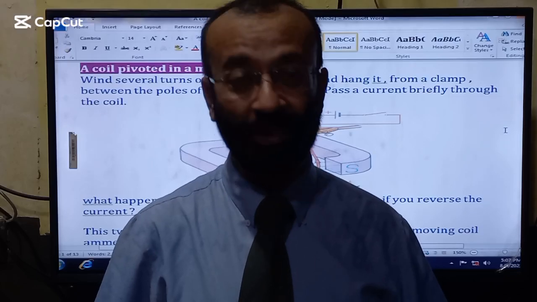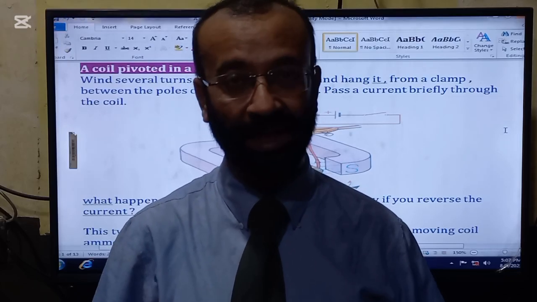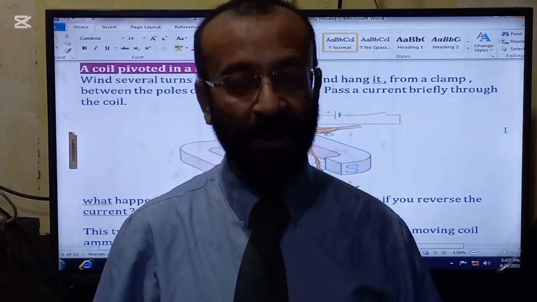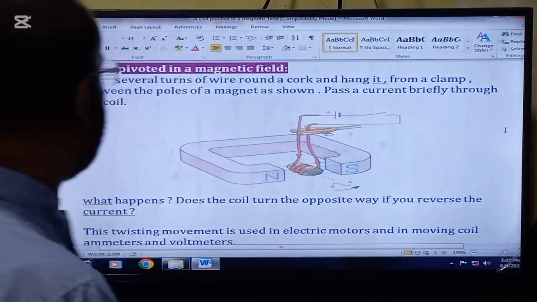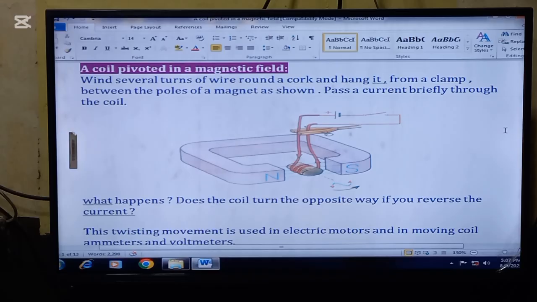Good morning, students. Today we are going to read the DC Motor in the topic of electromagnetism 2 in the subject of physics O levels. So concentrate yourself. Here we are going to start.